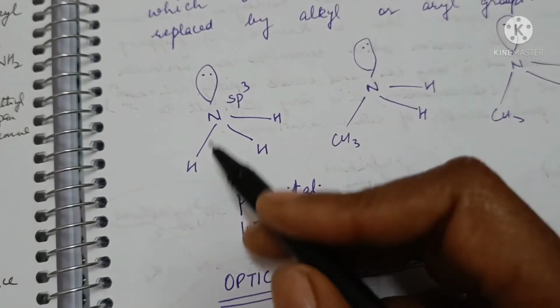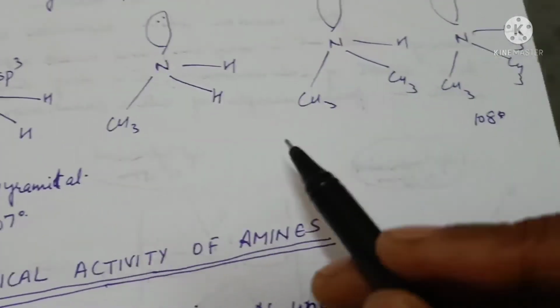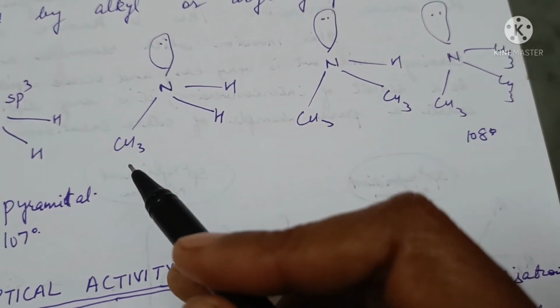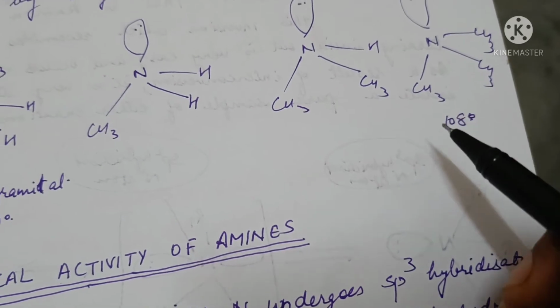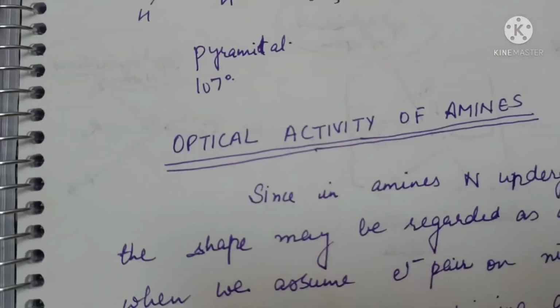In ammonia, the bond angle is 107 degrees. This, because of alkyl groups, increases because of repulsion to 108 degrees in tertiary amines.